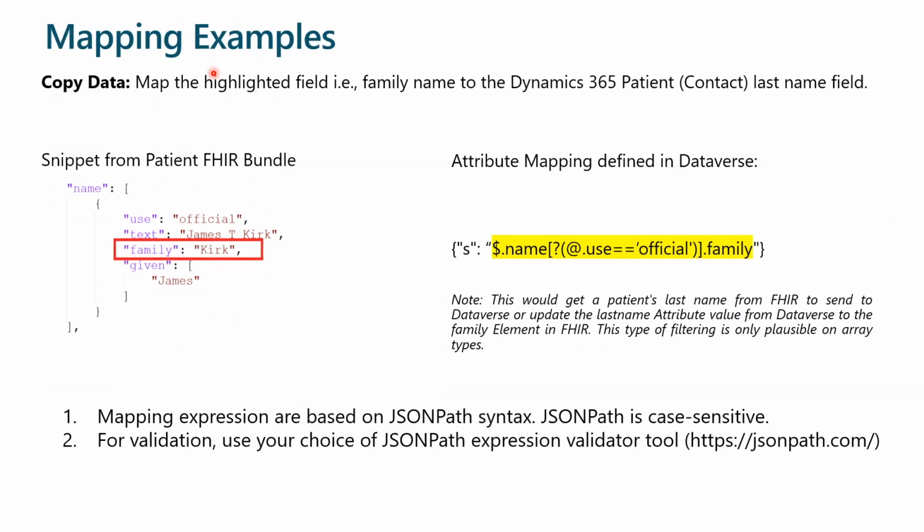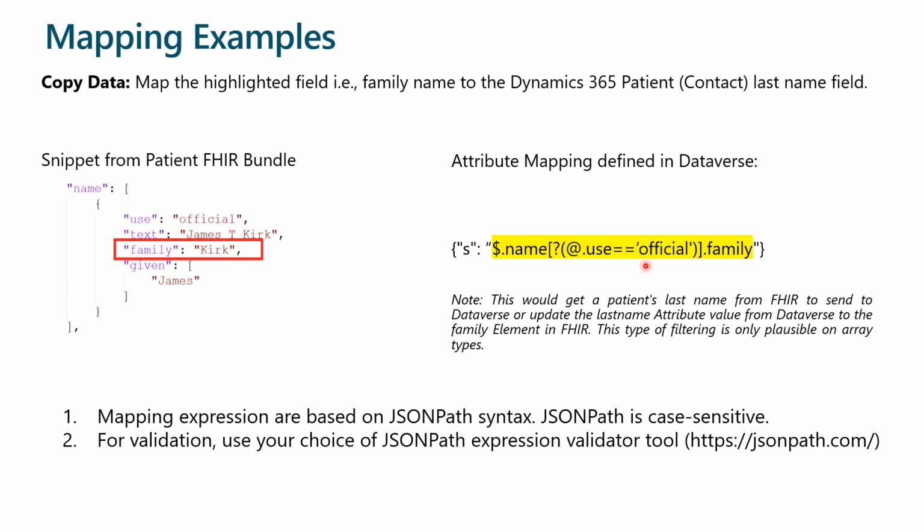Mapping examples. In the next few slides, we'll go through a few mappings with examples. This example shows how the family name on the FHIR JSON bundle is mapped to the Dynamics 365 patient last name field. On the left-hand side here, we have a patient FHIR bundle JSON snippet, and on the right side shows how the attribute mapping is defined on the FHIR element map field in Dataverse attribute map. So this would get a patient last name from FHIR to send to Dataverse, or update the last name attribute value from Dataverse to the family element in FHIR.